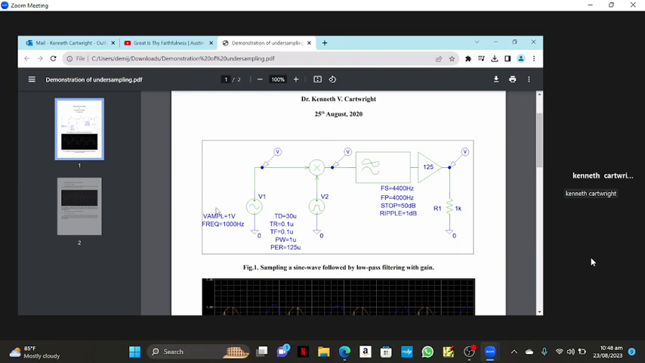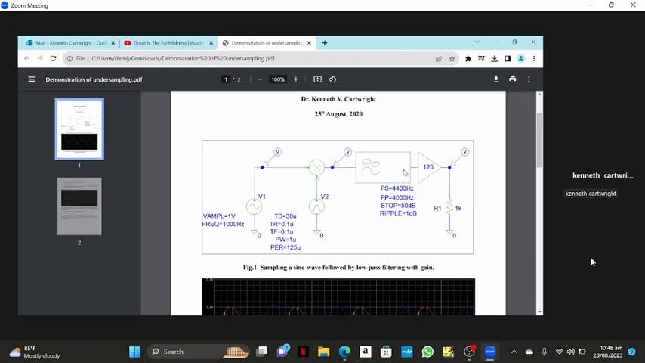The signal to be sampled is 1,000 hertz. The sampling frequency is 8,000 hertz. My cutoff frequency, therefore, is 4,000 hertz, and the stop band begins at 4,400 hertz. That's why I had a reminder of the low pass filter for you, because that's how the low pass filter in PSpice works. And then this is just gain.